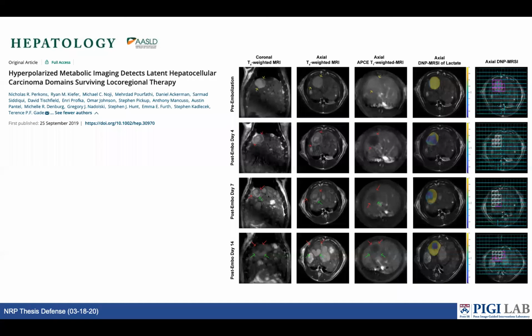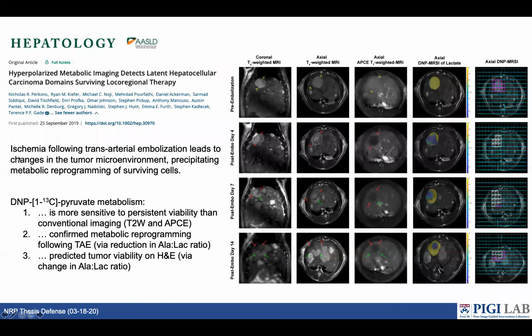And what we showed using DNP pyruvate, the molecule that I keep talking about, was that the ischemia, or the oxygen and nutrient loss that happens after you block that blood supply, leads to changes in the tumor that precipitate metabolic reprogramming. And without getting too much into the nitty-gritty, the DNP pyruvate injection was more sensitive to viability than conventional imaging was. It confirmed this metabolic reprogramming based on some of the ratios I've talked about, and it predicted tumor viability on H&E. So it predicted a histopathologic diagnosis.